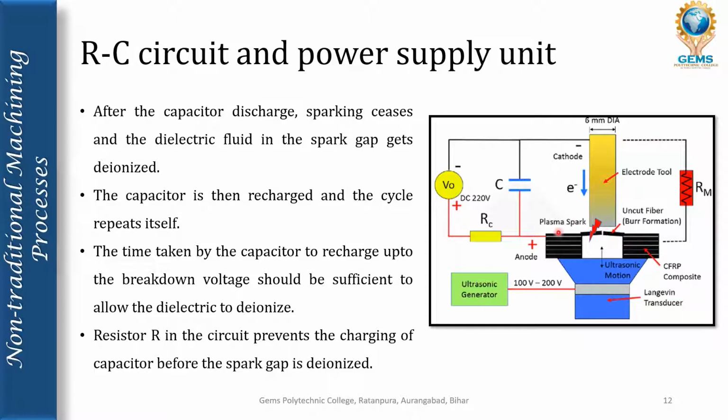Okay, so it stopped, deionized. Deionized means it will reverse from the ionization to the normal stage. Then the capacitor is recharged and the cycle repeats itself. The capacitor recharges and the voltage from the capacitor increases so that it will produce a spark from the tool. When the capacitor gets discharged and the voltage no longer increases, the spark also stops, and the flow of the dielectric fluid between the tool and the workpiece gets deionized.